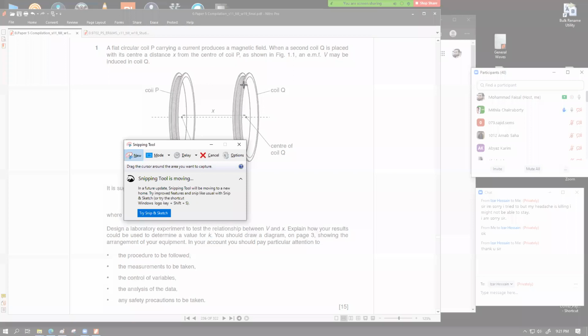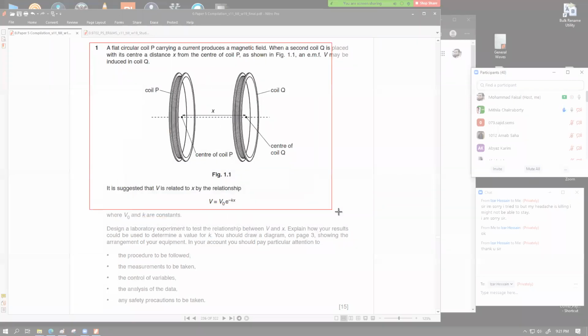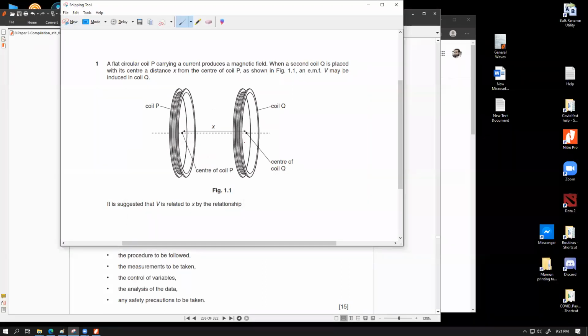How would you induce a voltage on the secondary coil from the primary coil if the primary coil is not running AC? If you run a DC in the primary coil, would you be able to induce a voltage in the secondary coil?